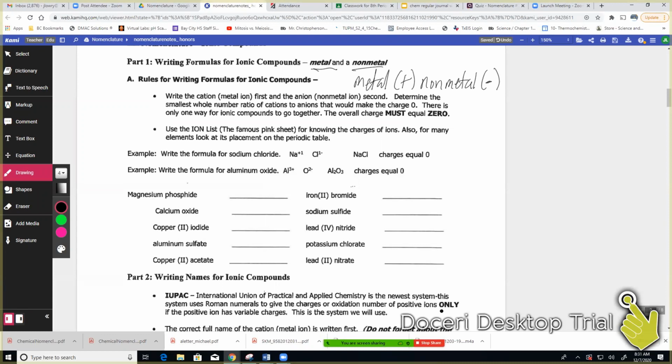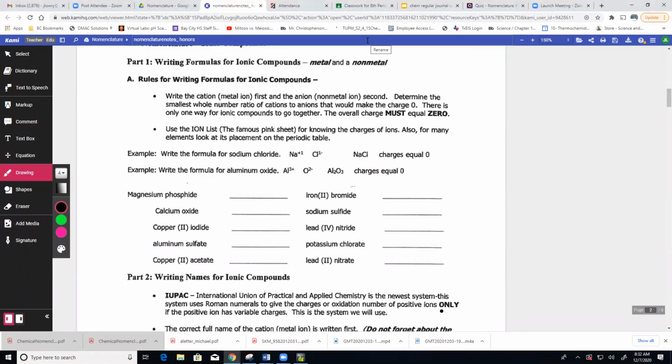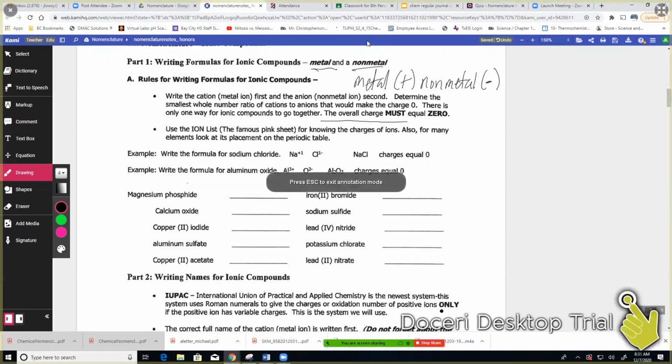Your metal and your non-metal need to be combined so that when you add up your charges, you'll have an overall neutral compound. So that means your positives have to be equal to your negatives. And that's what you do by deciding what the subscript is. So the overall charge must be 0. It is neutral.